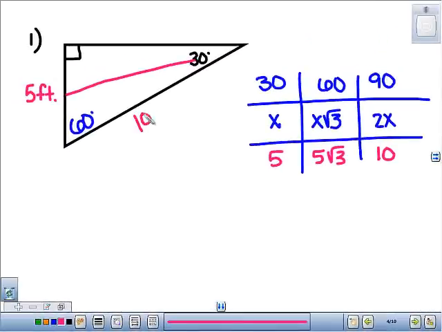So 5 square root of 3, and 2 times 5 is 10. So this would be 10, and this is in feet, because that's what was given, and 5 square root of 3 feet. So this is pretty simple. When the x side is the one that's given, these are really pretty easy.